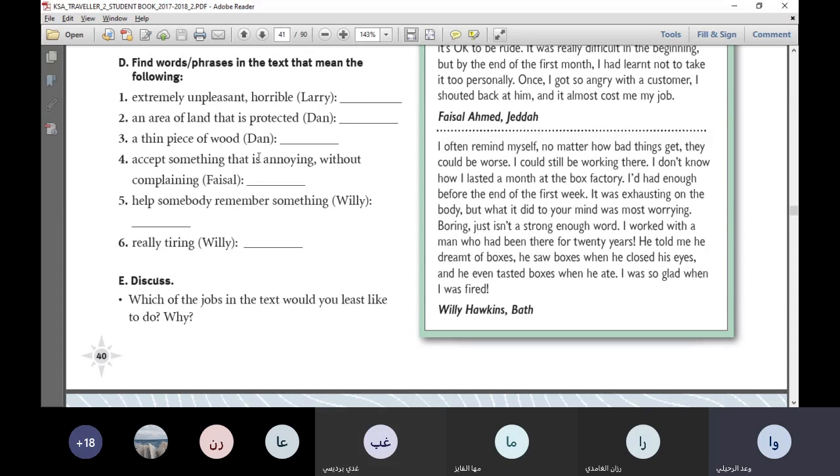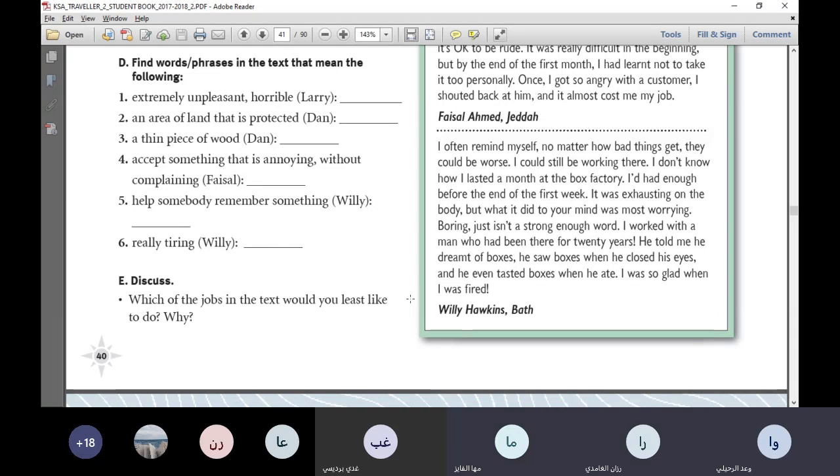Number 3, a thin piece of wood. What do we call a thin piece of wood? Yes, a stick. S-T-I-C-K. Number 4, accept something that is annoying without complaining. Put up with. Yes, I put up with. P, not the B, the second one. P, put up with.